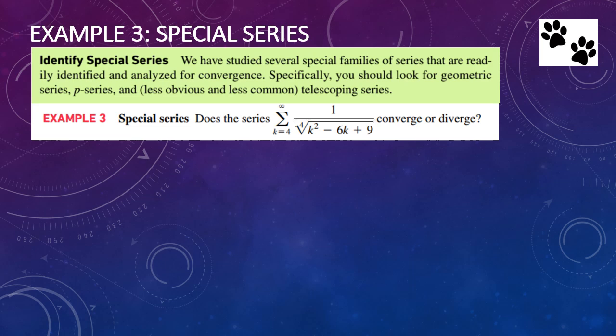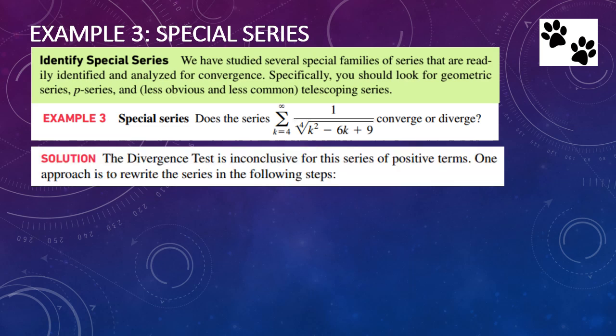Next, we're looking at special series in example 3. We've studied several special families of series that are readily identified and analyzed for convergence. Specifically, you should look for geometric series, p-series, and less obvious and less common telescoping series. Example 3, does the series, the summation from k equals 4 to infinity of 1 over the 4th root of k squared minus 6k plus 9, converge or diverge?